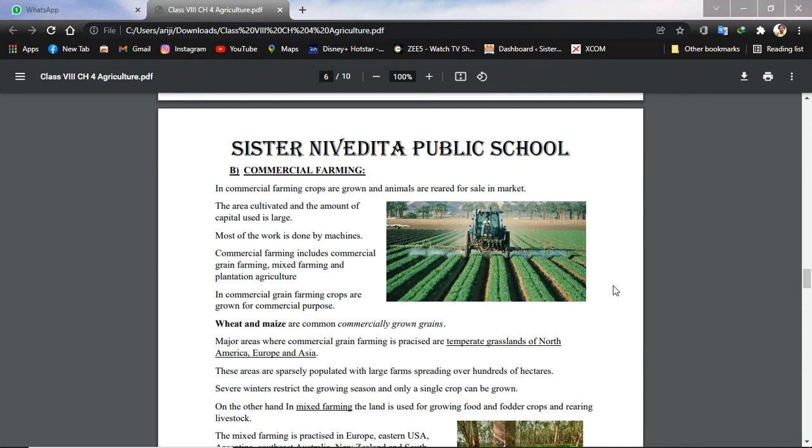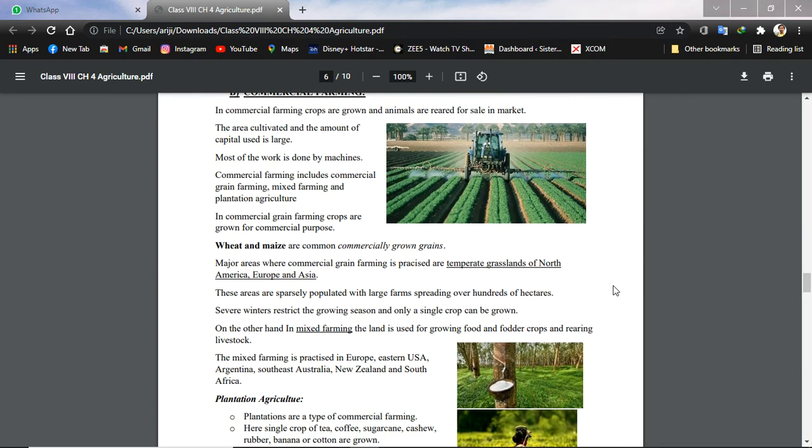So most of the world's farming is done by this, and most of the very rich people do this type of farming in our world. So mainly they grow wheat and maize. You can see in the western part of India, in Punjab, Haryana, the maximum part of those states use this commercial farming. They are growing wheat and maize in their states and make huge profits from those crops. The temperate grasslands and the northern parts of America, Europe and Asia, this type of agriculture is practised.